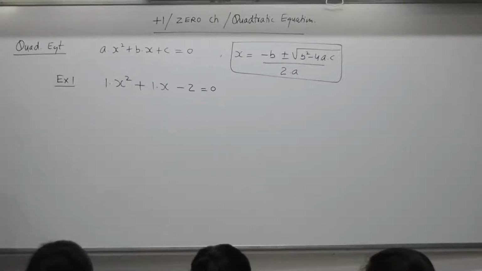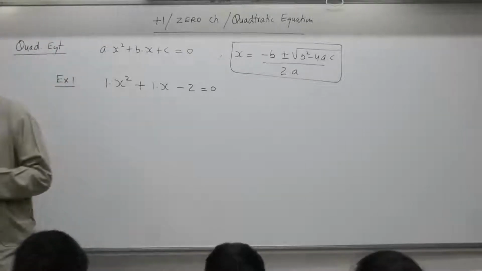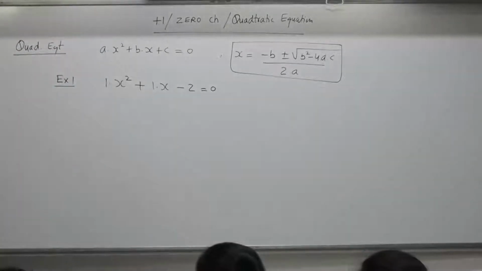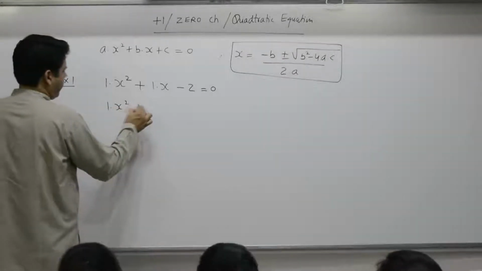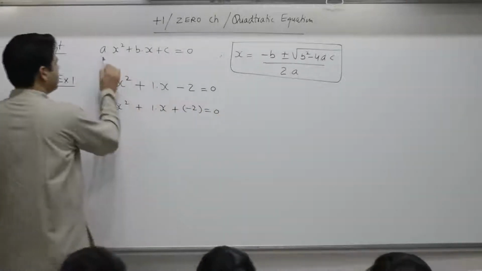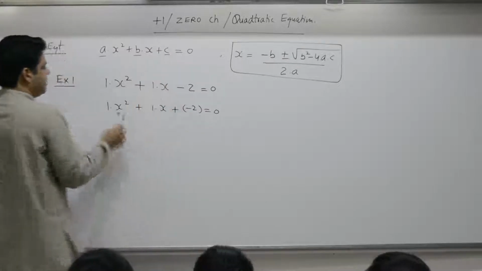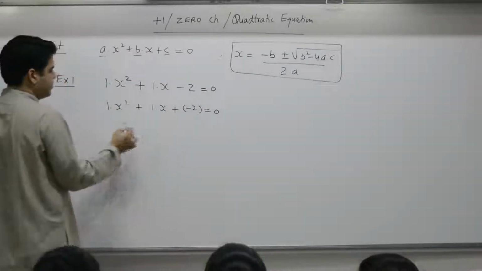Yes. Answer, anyone with the answer, please. Minus 1 and 1 and 1 and minus 2. Step number 1 is to write it in this form, so that you get A, B and C. What is the value of A? 1. B, 1. C, minus 2.